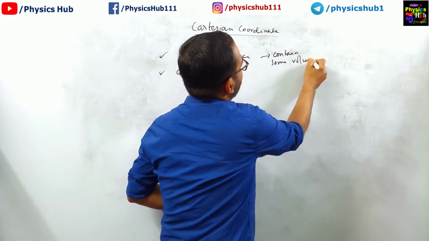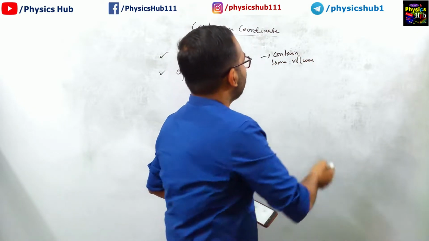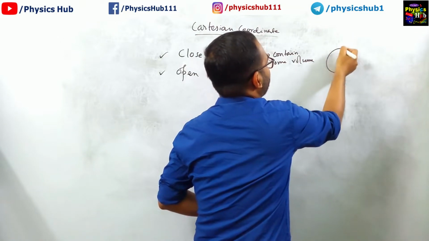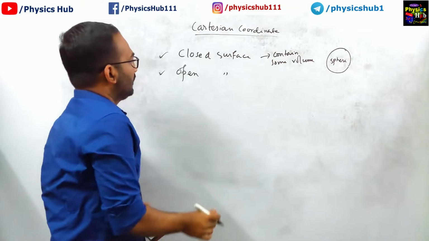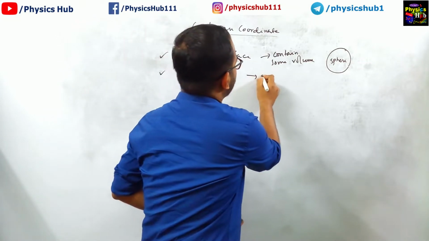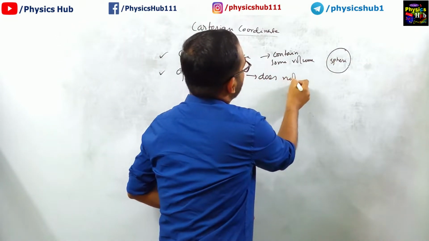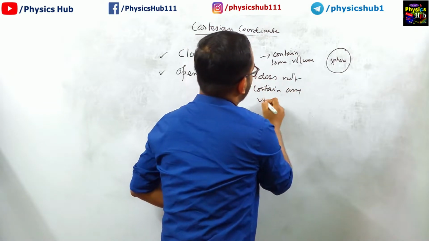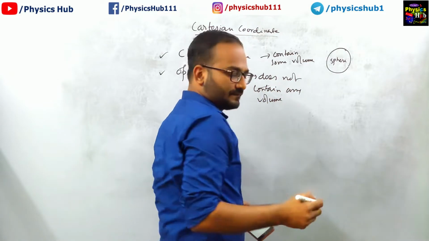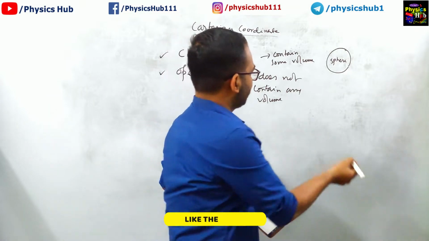It will definitely contain some volume. So it must be a three-dimensional structure, maybe let us say a sphere. This is a closed surface. Now what about an open surface? An open surface does not contain any volume. So it must be a two-dimensional surface.